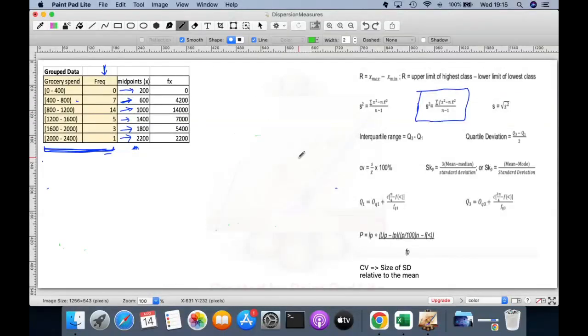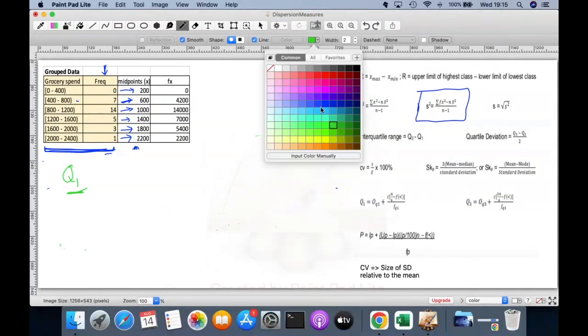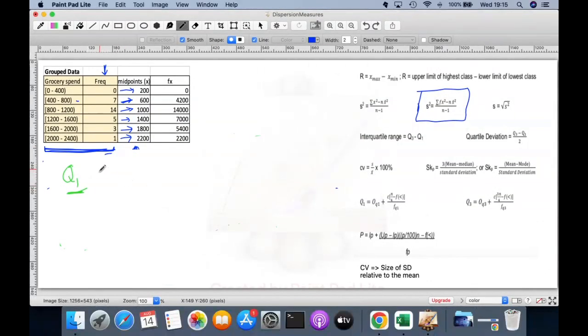All right. Let's begin. What we want to do is work out the first quartile, Q1. That's the question. What is Q1? The first step you need to do is determine what the position is.